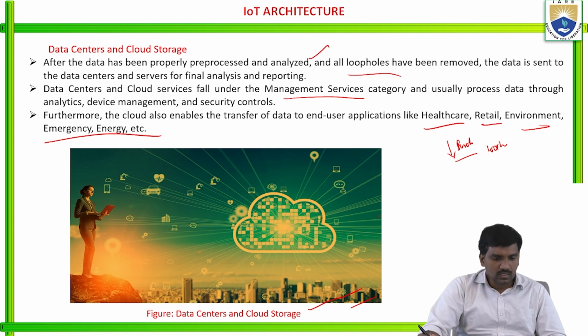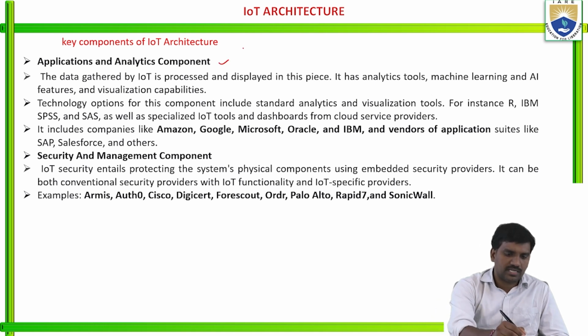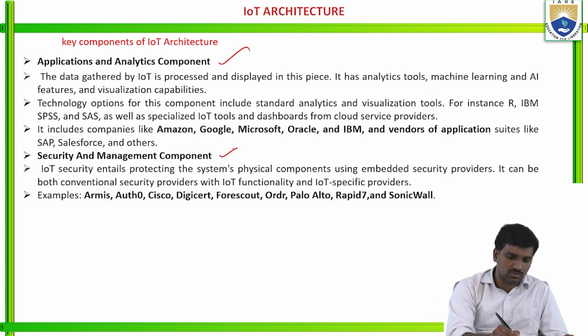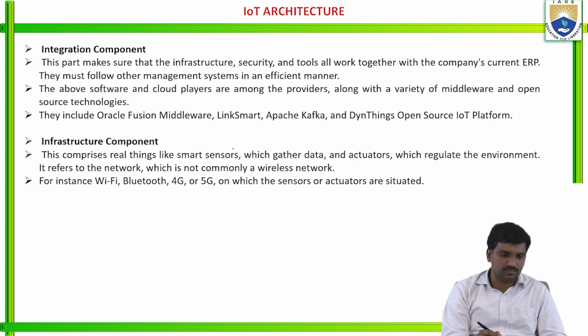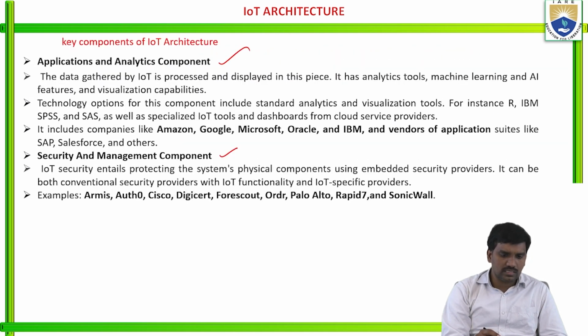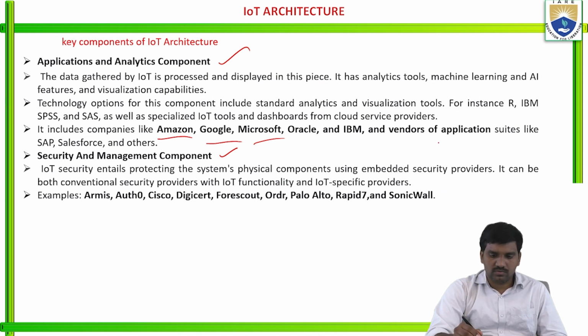The next and last one is the key components of IoT architecture. The main key components are applications and analytics. We have to develop real-time applications like mobile applications. Security can provide security protocols, along with management components like the integration component and the infrastructure component. In terms of applications, we have many companies like Amazon, Google, and vendors of application tools like Salesforce.